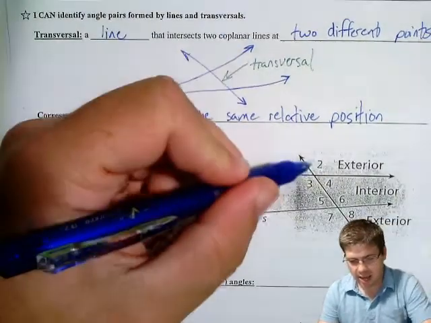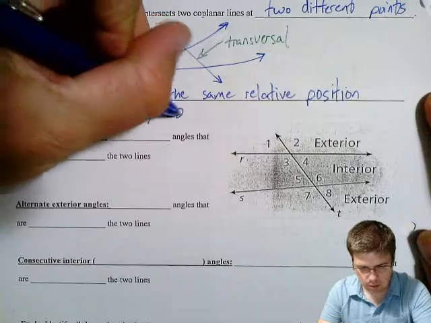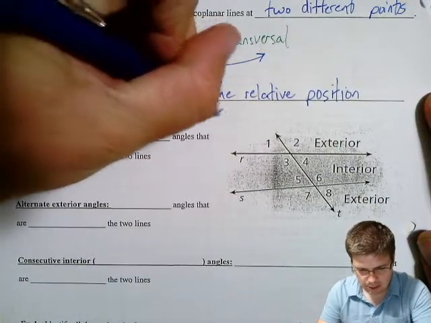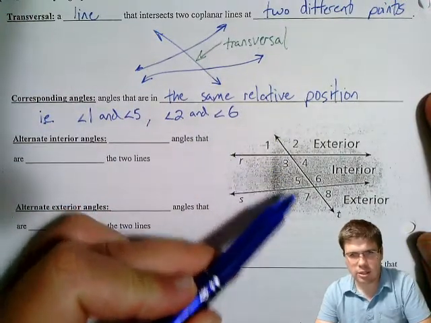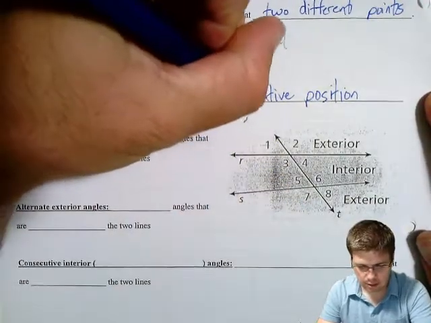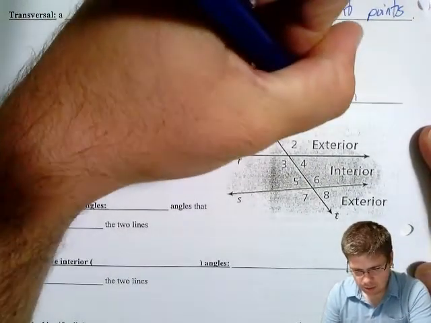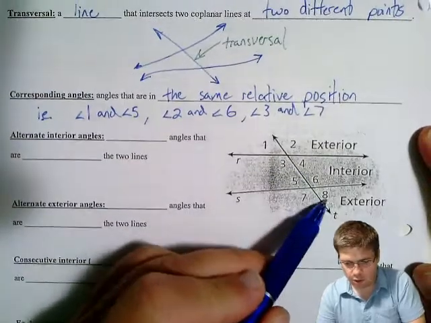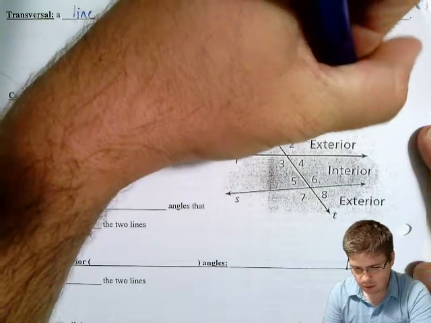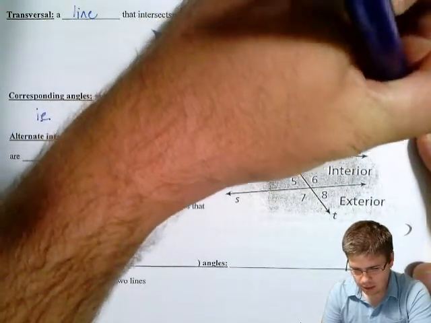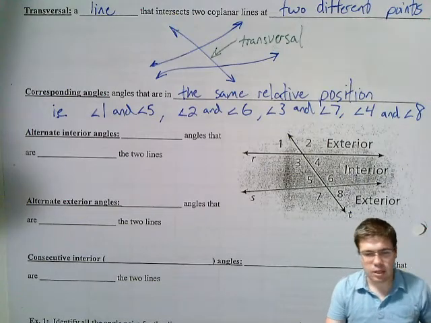We could also say angle 2 and angle 6 are corresponding. And hopefully you can kind of spot and maybe predict these. 3 is corresponding with 7, angles 3 and 7. We would call those corresponding angles. And then 4 corresponds with 8, angle 4 goes with angle 8. All right, so those would be all of our corresponding angles from this.